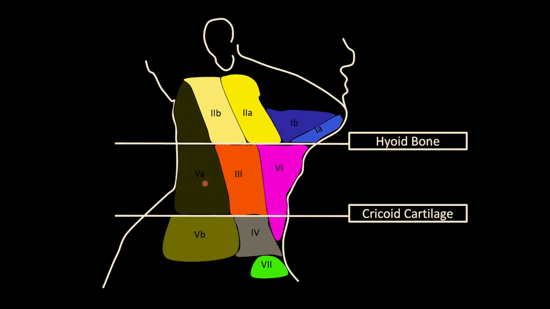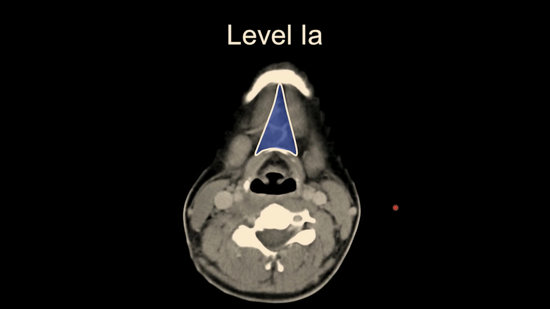Level 5 is divided between 5A and B, depending on the level of the cricoid, and I'll show you, posterior to the sternocleidomastoid muscle. Level 6 are your medial lymph nodes, and level 7, you can get into the anterior and superior mediastinum with those, okay? So these are the anatomic landmarks where you want to keep in mind the hyoid and the cricoid, especially. We'll go through each of these very briefly.